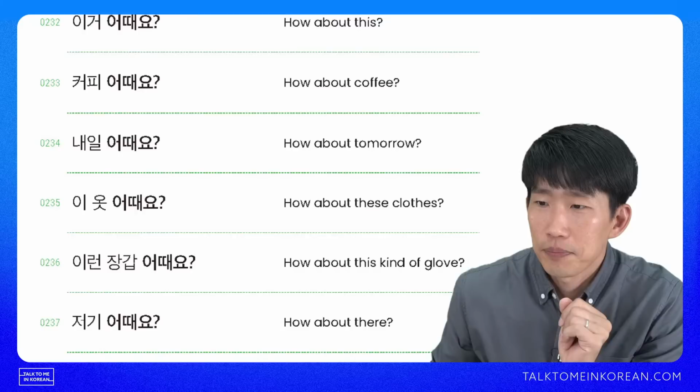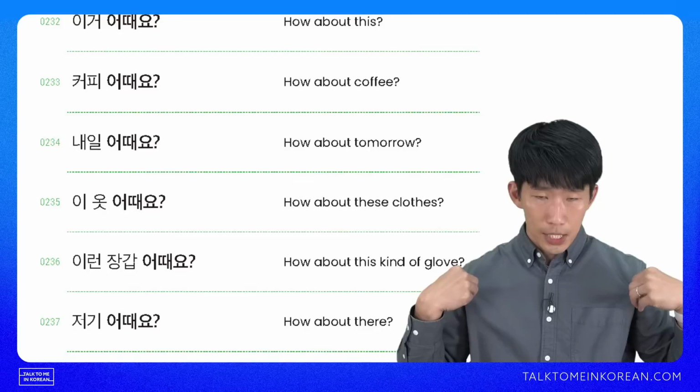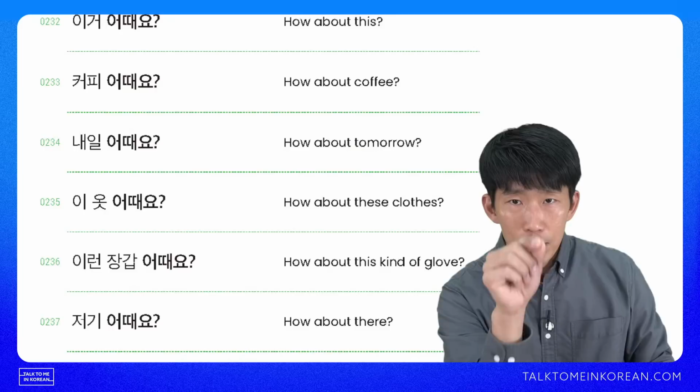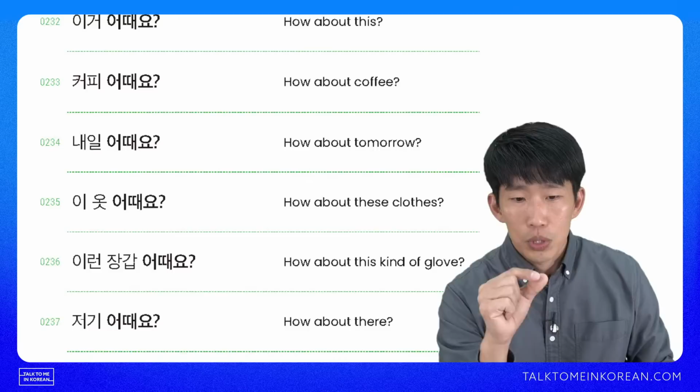이 옷 어때요? Literally point at your clothes right now, okay? Do it with me. 이 옷 어때요? So you see that 이 and 옷, that 옷 part is kind of connected to 어때요? You don't say 이 옷 어때요 separately, you say 이 옷 어때요, so you hear a slight change there.